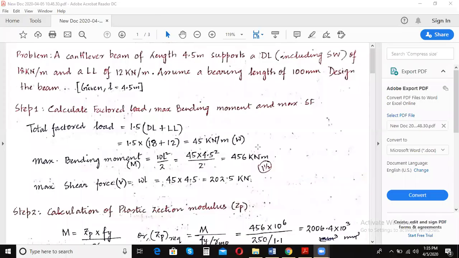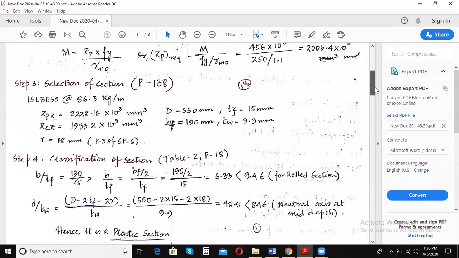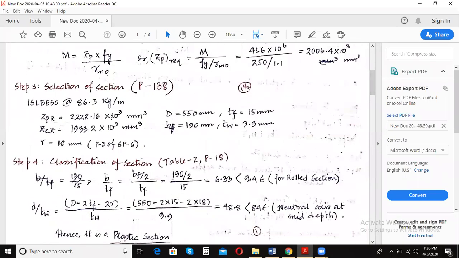All right, so we were designing a beam and we had chosen a beam section of ISLB 550. The overall depth of the beam was 550 mm, thickness of flange was 15 mm, the width of the flange was 190 mm, and the thickness of the web is 9.9 mm.